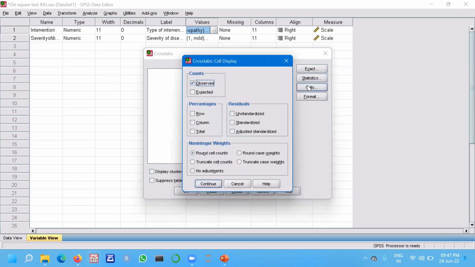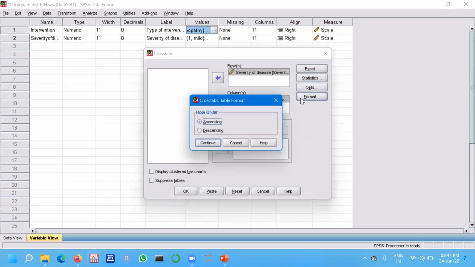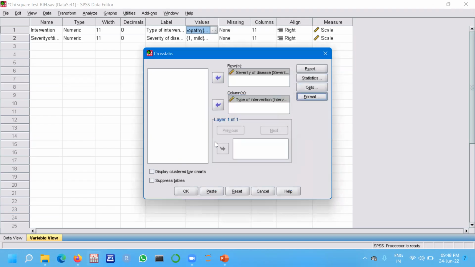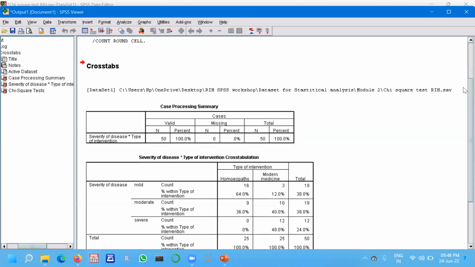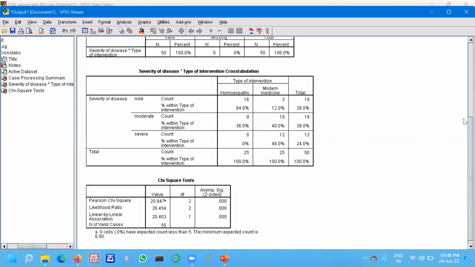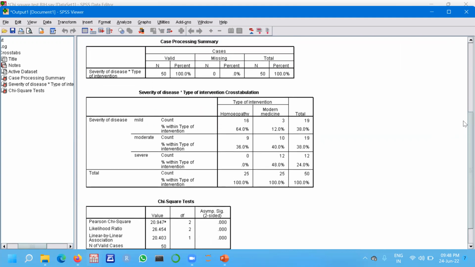Continue. Cells, column percentage I am going to see. Then continue. Format, by default it is ascending. Then okay. See how to analyze this data set. The chi-square test is significant. So the p-value is less than 0.05.